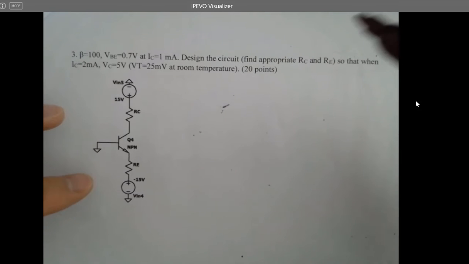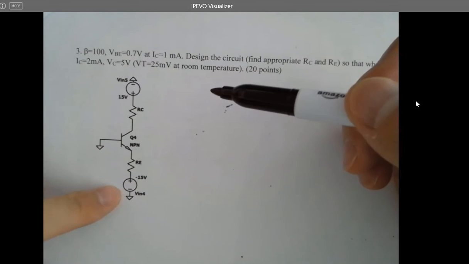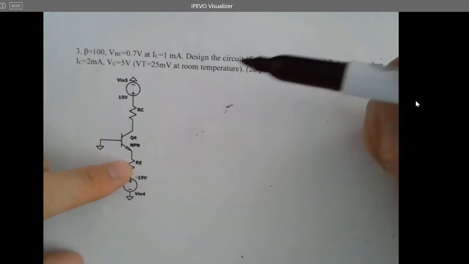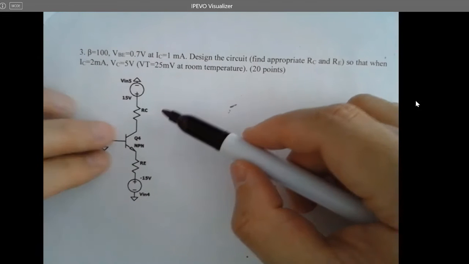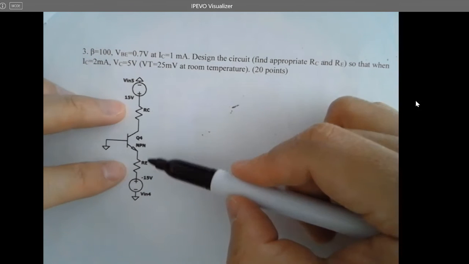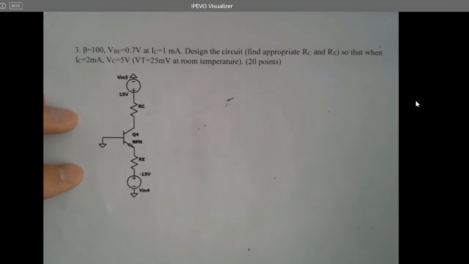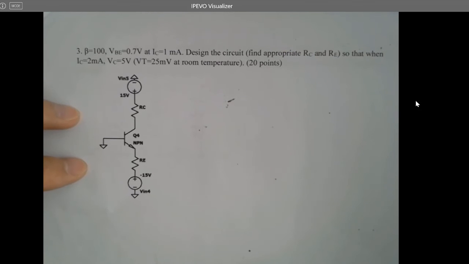The differences are you have a negative voltage connected to the E terminal, the base is grounded, and you have an extra resistor connected to the E terminal. And it's asking you to design the circuit, which means you want to specify the values for RC and RE. They're not given. A problem. So before we move forward, you can actually find RC in a second.